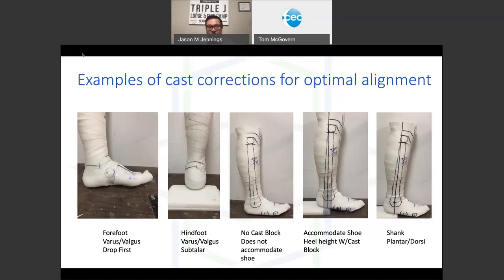So if I was to actually dorsiflex or plantarflex right here into my desired angle, once I put it in the shoe, I would end up in an odd shank inclination angle. So then we move across to accommodate the heel height, and then I'm able to measure my inclination angle. And then finally, the last one represents my corrected shank angle while accommodating the heel sole differential.